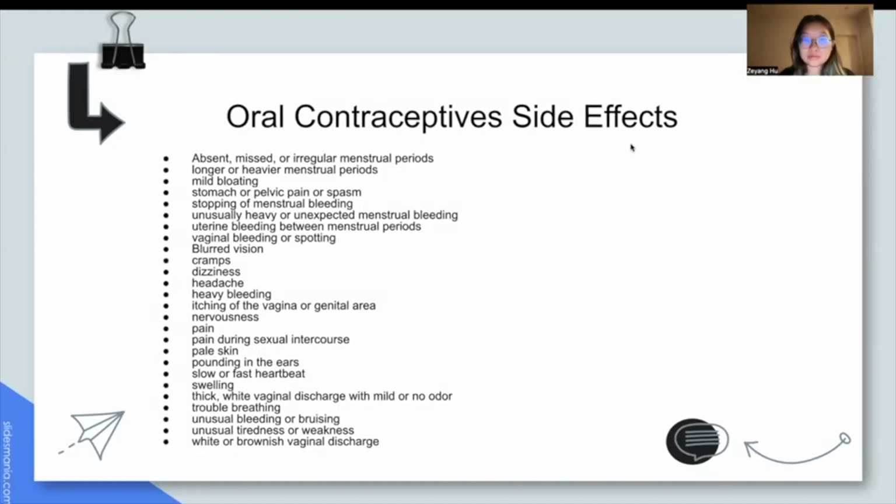The morning after pills have side effects, more commonly irregular periods, mild bloating, or blurred vision, and less commonly dizziness, headache, or heavy bleeding, and something like that.